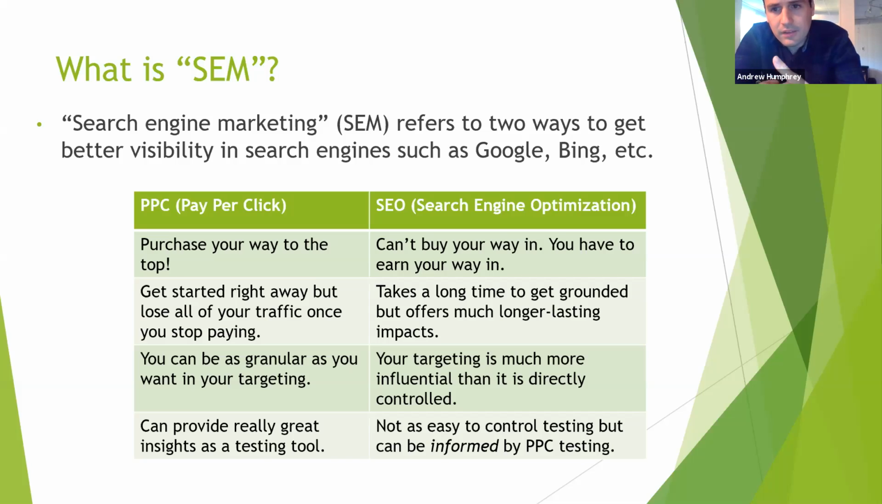In PPC, there are just a lot of tools and levers you can pull to get as granular as you want in your targeting. SEO, on the other hand, is much more influential in nature than it is something that you can directly control. But both, again, are great for driving traffic to your website. Pay-per-click also has this benefit of being like a testing tool. You can learn a lot about how your audience thinks about things that can be used to inform SEO. With SEO, you can do testing too technically, but it's a lot more complicated and a lot of people don't go down that road. So it's one that tends to be a little bit more influential in nature.